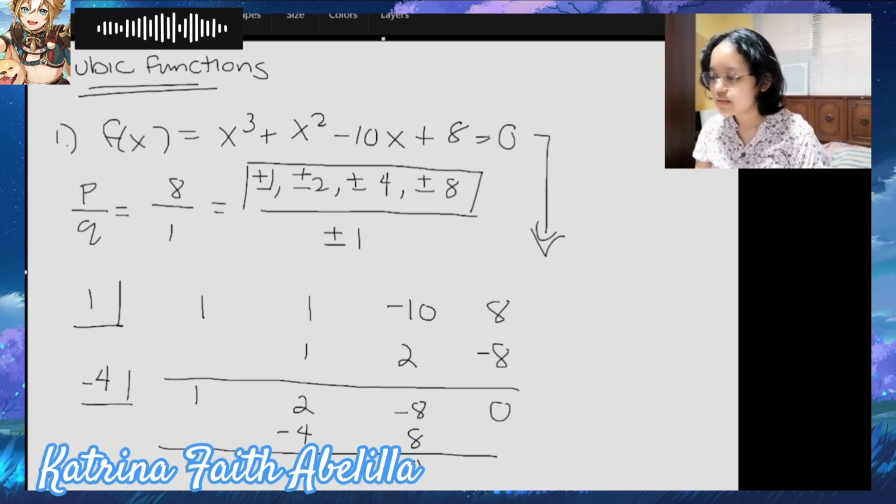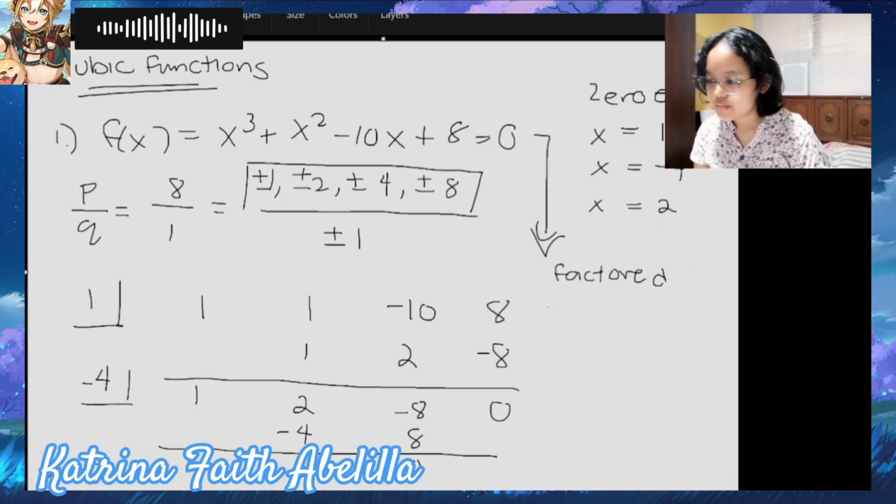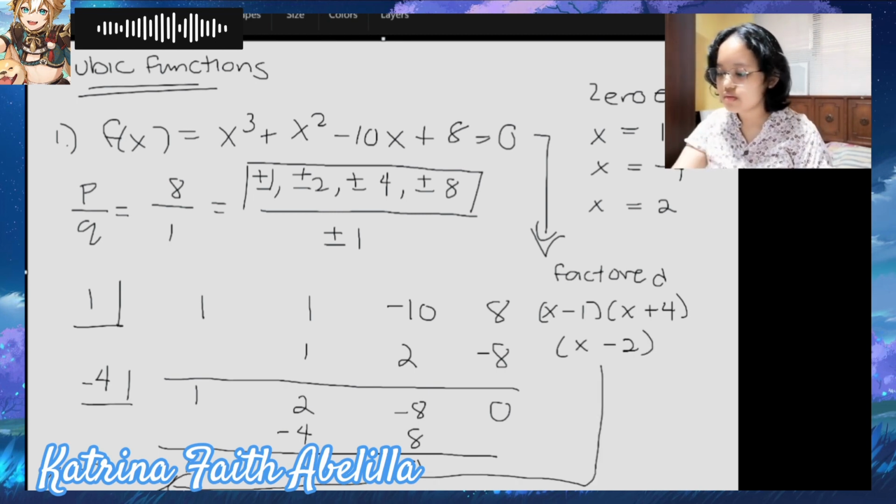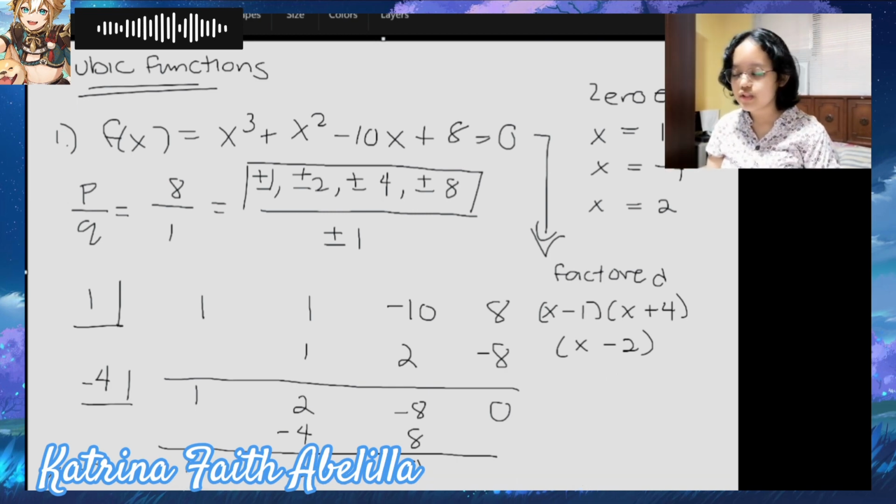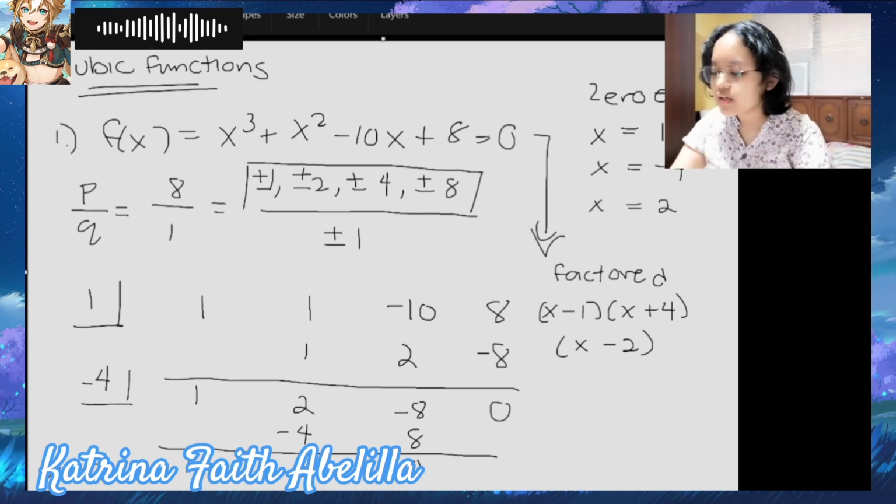And this is x minus 2. So our zeros, for example number 1, are x equals 1, x equals negative 4, x equals 2. It is 2 now because we transposed it. But if we write it in factored form, it will look like x minus 1, x plus 4, and x minus 2. Same as the one we did at the end of the synthetic division. Now let's try a second example.